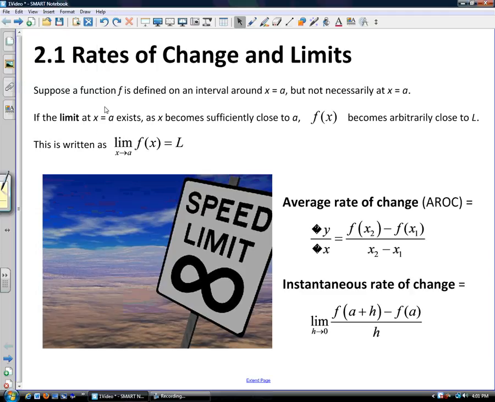Okay, welcome to section 2.1, rates of change and limits. I'll try to make this section a little bit shorter than some of your other videos.